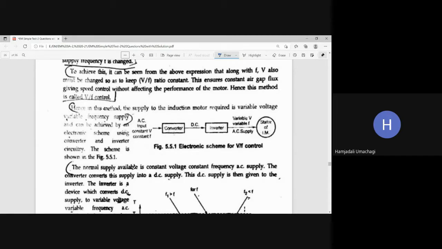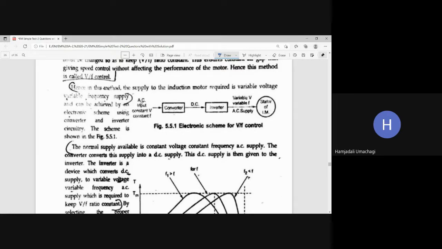Now, the normal supply voltage is constant voltage and constant frequency AC supply. So usually the AC supply has constant voltage and constant frequency. This is the constant input. I want to convert this constant voltage and constant frequency to variable voltage and variable frequency. So this constant AC supply we apply to the converter. The converter converts this into DC supply.